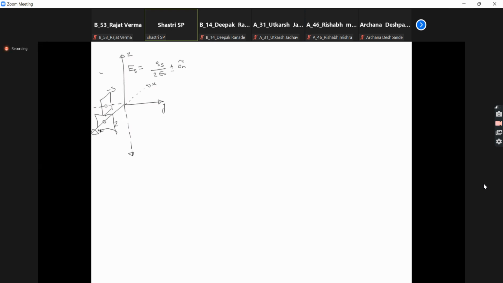I will take the field intensity because of the sheet present at x equals 2. Simply put the values of rho s and 2 epsilon naught, because everything is constant here. Rho s for this sheet is, anyone tell me, what is the surface charge density because of the sheet at x equals 2?